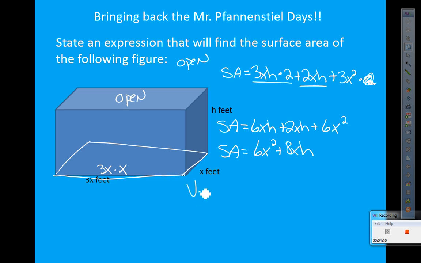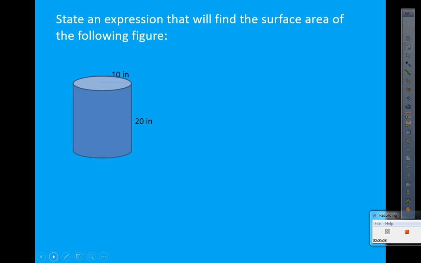If I look at the volume of this thing, my volume is going to be the 3x times the x times the h. So my volume is going to be 3x squared h. So there's what we've got going so far. Another formula I'd like for you to look at real fast is that of a cylinder. So, trip down memory lane on this one.